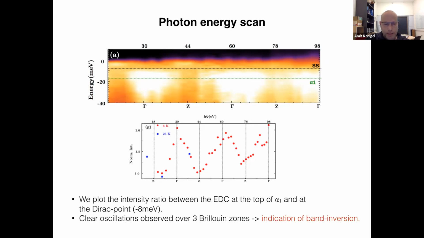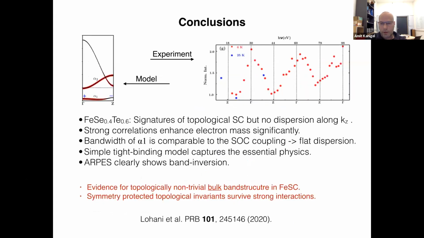So the fact that we see these clear oscillations, always maximum at the gamma point and minimum at the Z point, and we can follow that over 3 Brillouin zones, is, I think, a very robust indication of a band inversion. Okay, so this is the story.